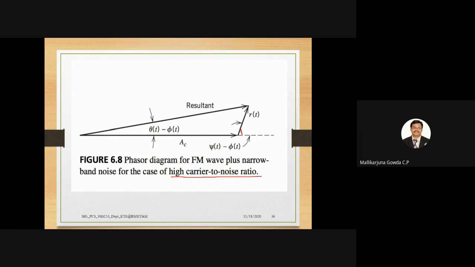So this is my r of t, that is the envelope. r of t is this component. r of t will be equal to the square root of n square I of t plus n square q of t, right? So if you project this to this axis, let me draw with a solid line only, and this will be my quadrature component.